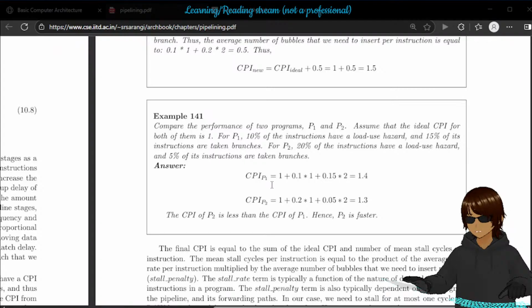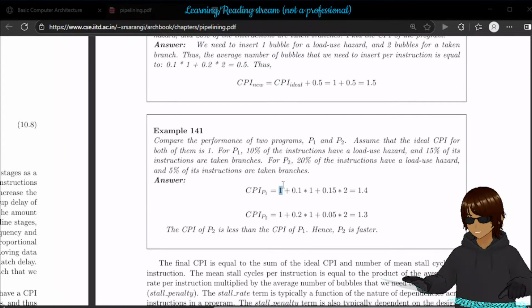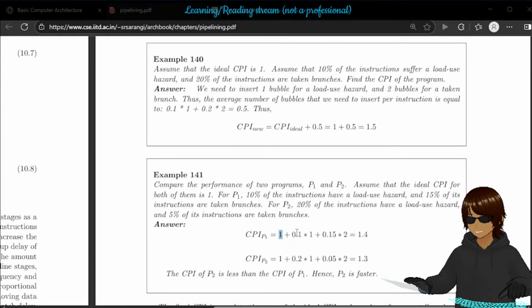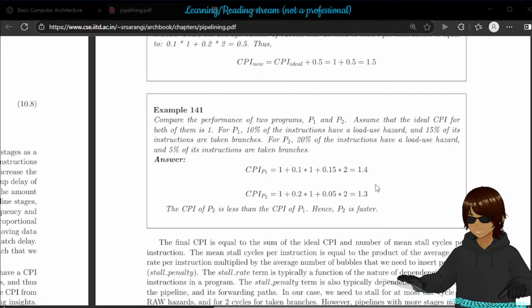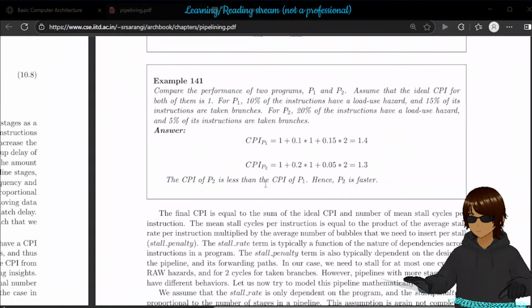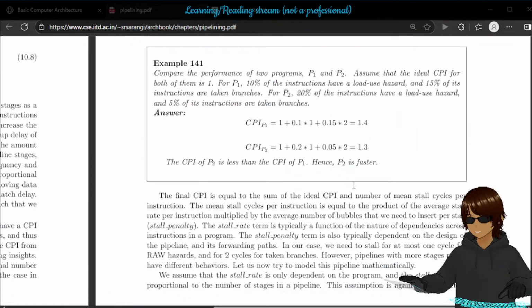CPI for P1. The CPI ideal is 1, but the penalty is 1 cycle, 10% of the time, and the penalty is 2 cycles, 15% of the time. We get 1.4 here and 1.3 for the second one. CPI P2 is less than the CPI P1, hence P2 is faster.